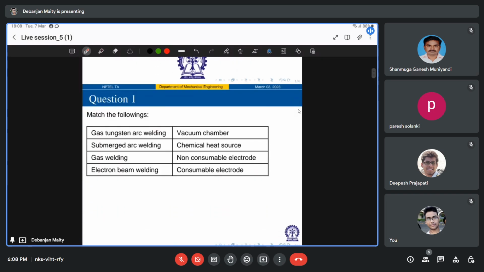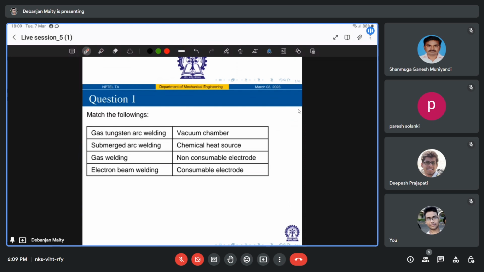Sure. So in question one, it says to match the followings. There are different kinds of welding techniques. In different kinds of welding techniques, you have come across different kinds of heat sources. If you see different kinds of welding, like gas tungsten arc welding, shielded metal arc welding, resistance spot welding, gas welding, electron beam, laser spot, they use different kinds of heat sources. So for different kinds of heat sources, the power distribution also will be different, right?